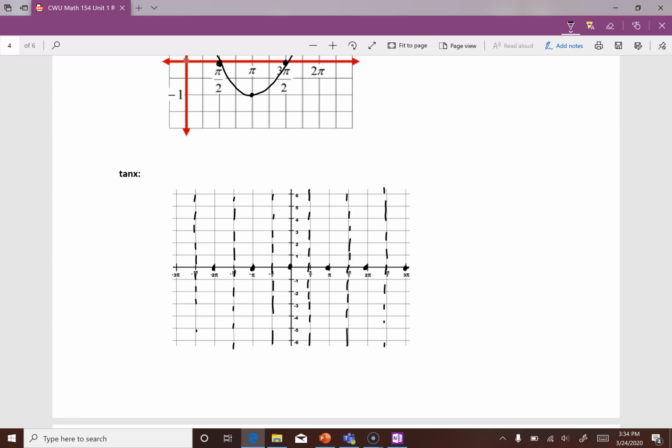And then the next thing we're going to do is graph what happens in between these. And you can either memorize this or plug in a pi over 4 if you'd like. But I have this memorized that it looks just like this. Make sure you're not touching those axes, but you are making it look like it's approaching that axis. All right, that's it for tangent of x.